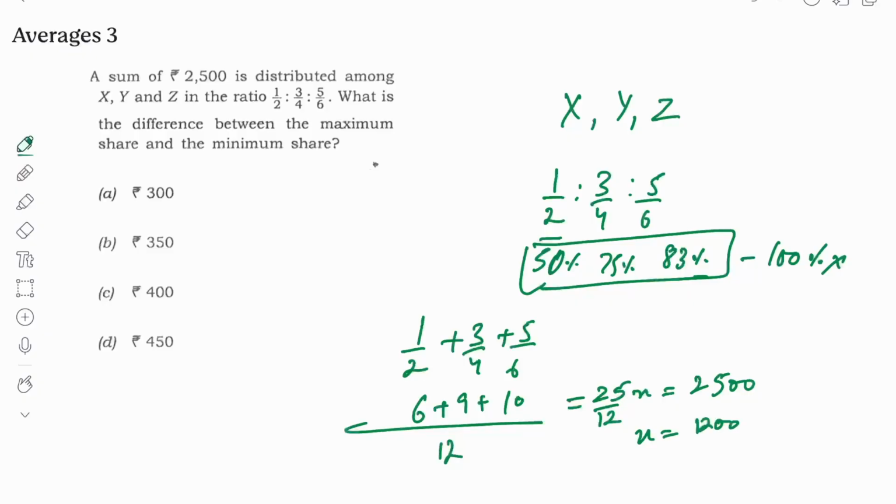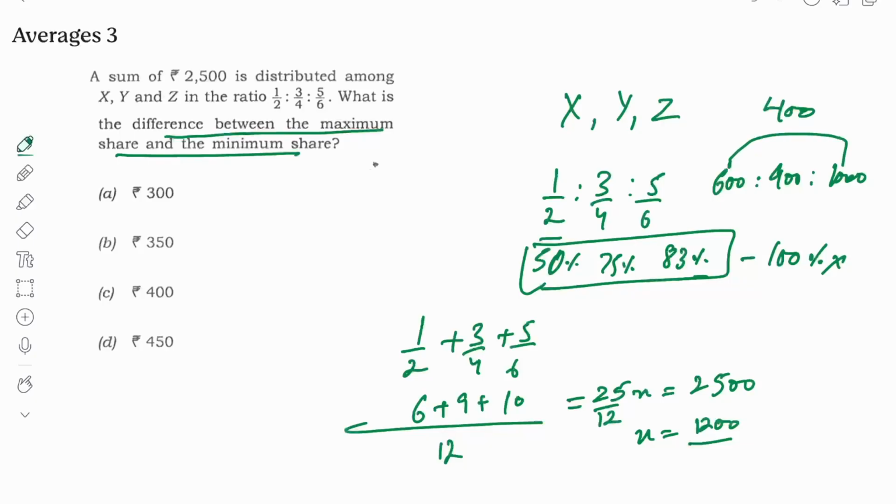So what are the three shares then? Taking X as 1200, 1/2 of this would be 600, 3/4 would be 900, and 5/6 would be 1000. And it's asking for the difference between the maximum share and the minimum share. So the difference is 400. That's the answer.